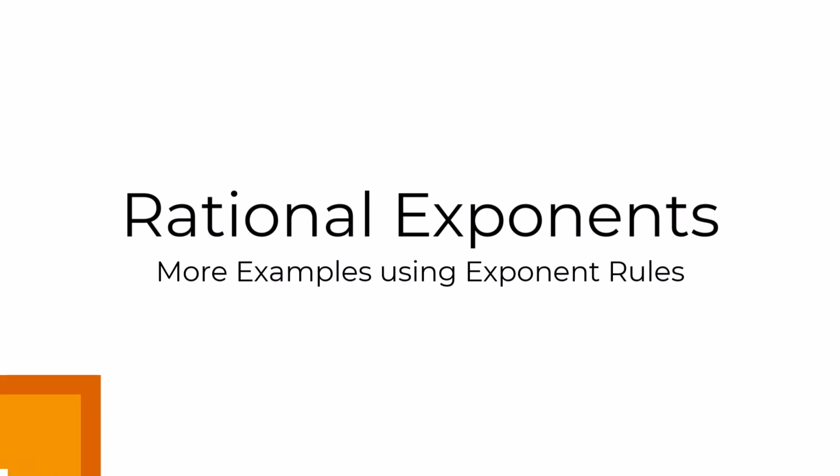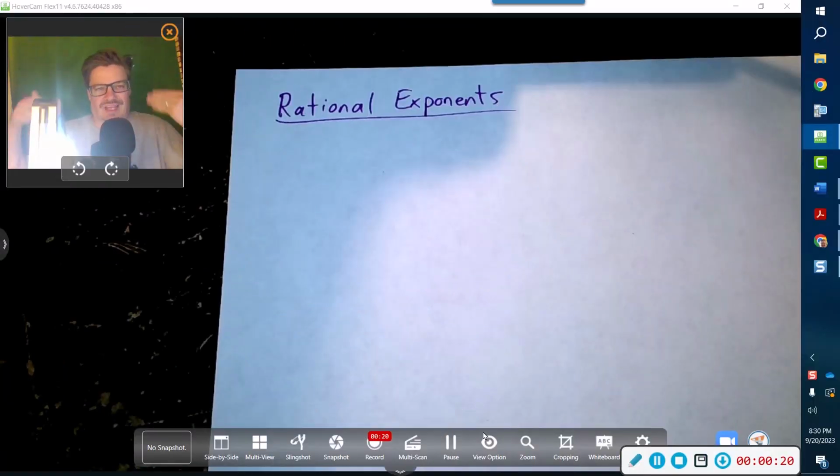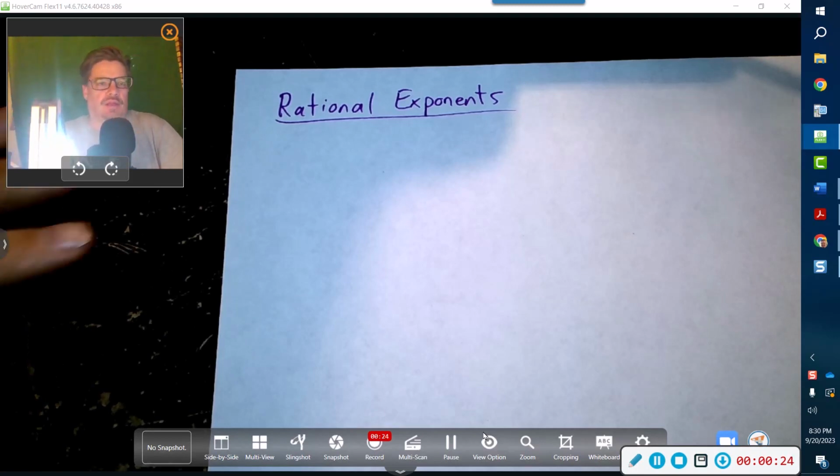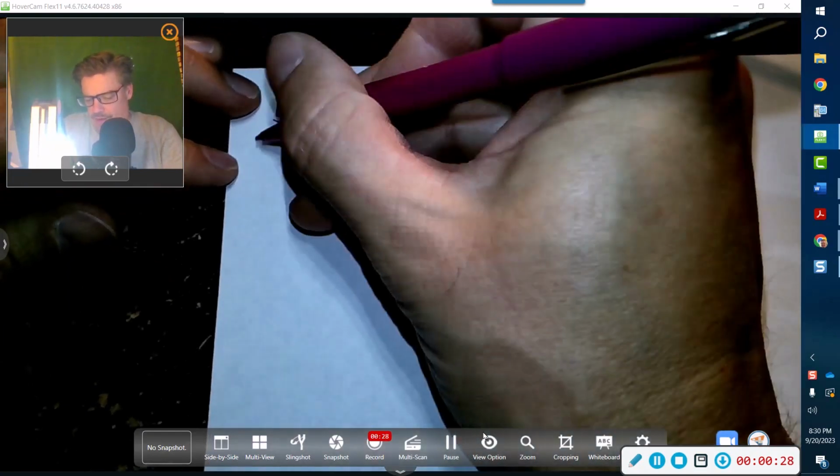All right, let's do just a couple examples. I've got six examples for rational exponents that will push this a little bit more forward, so that we can go through the material a little bit.